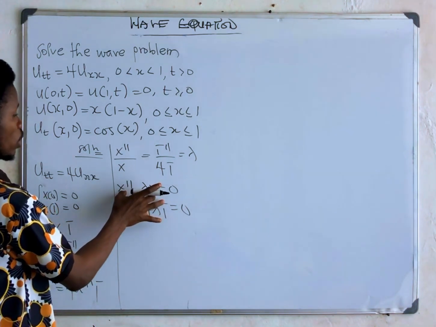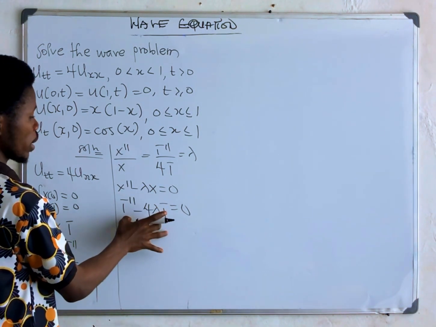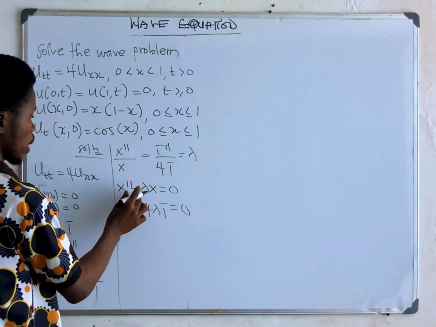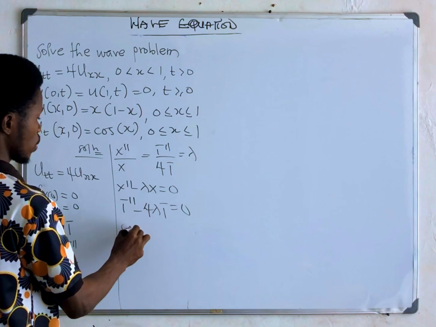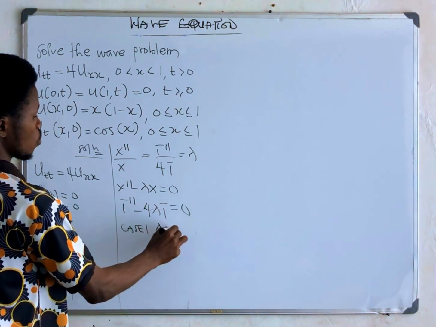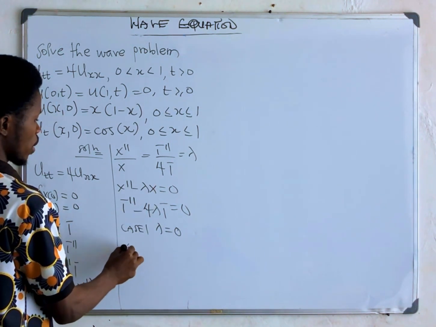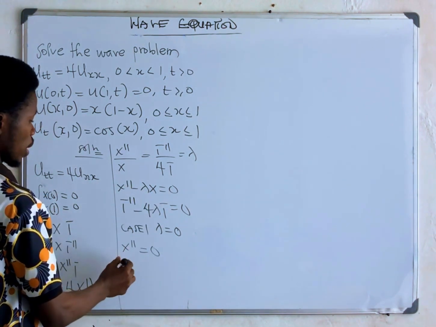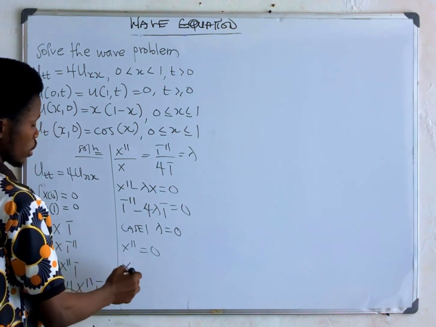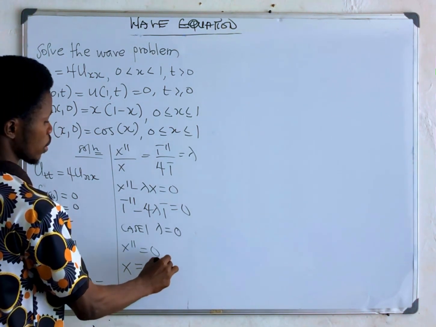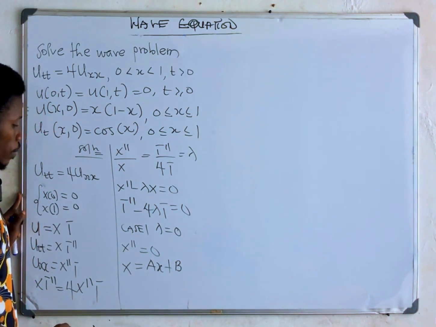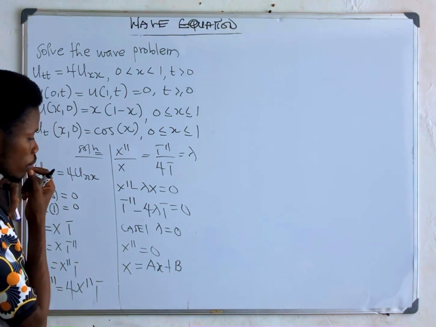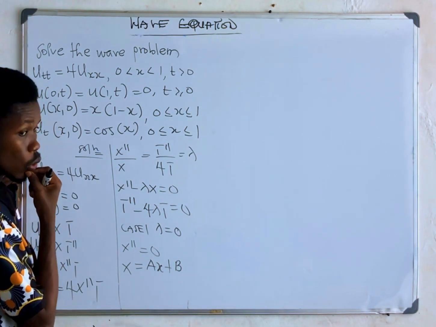Now, we pick this one and we study all three cases. Here we consider only the third case. So I'm picking case 1. When lambda is equal to 0, what happens? If I put 0 here, I'm going to have X double prime equals 0, because 0 times X will go to 0. If you integrate this two times, you are going to have X equals ax plus b. Will this give us a trivial solution? Let's check and see.